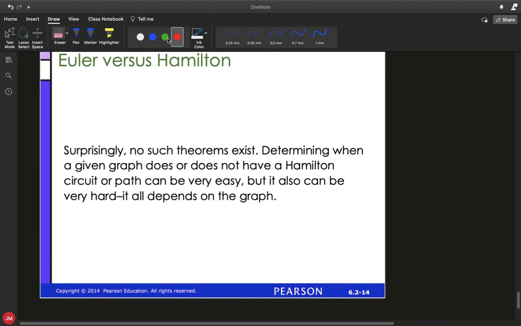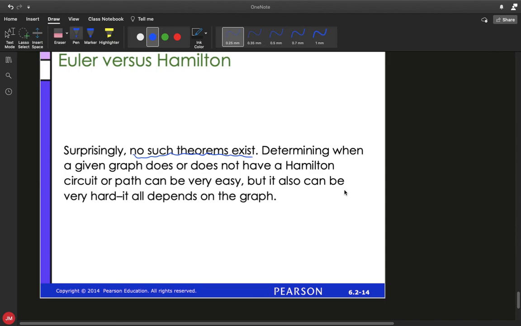So yeah, this last slide just kind of summarizes that up. Surprisingly, there are no such theorems. Determining if your graph has a Hamilton path or circuit can be very easy, but also very hard. It all just depends on the graph. Now, we will actually have some algorithms similar to Fleury's algorithm, which will help us find the Hamilton circuits or paths, but there aren't any theorems that can help us to decide if they're possible or not.